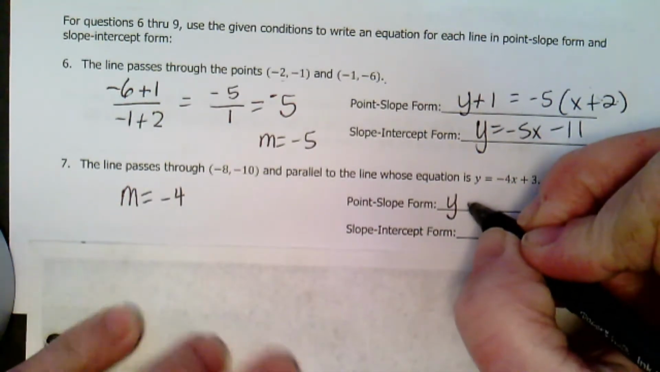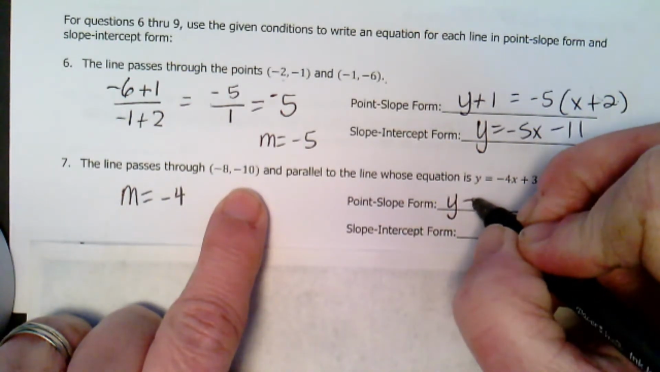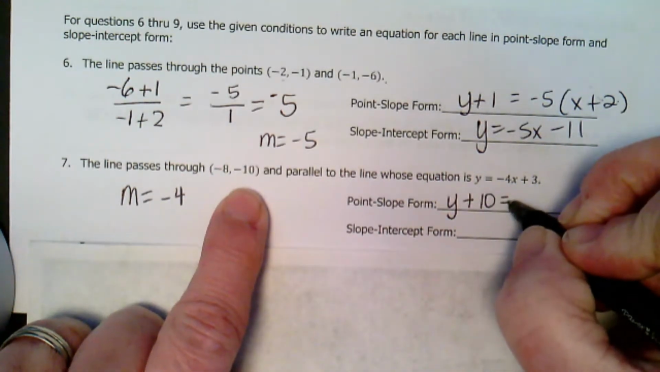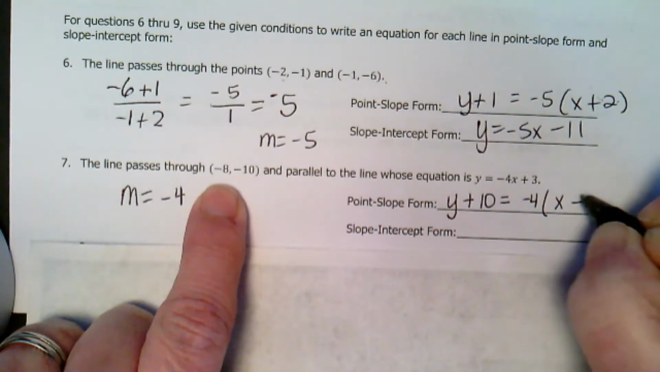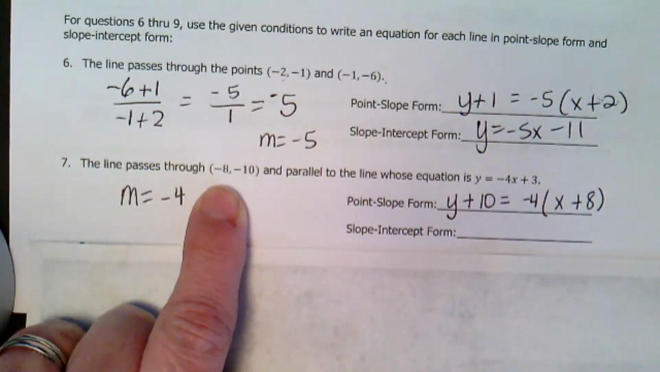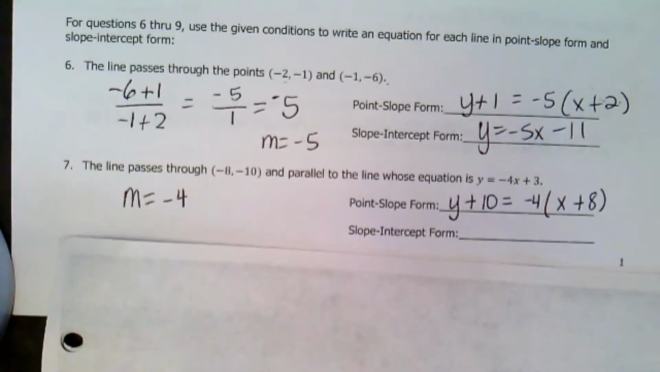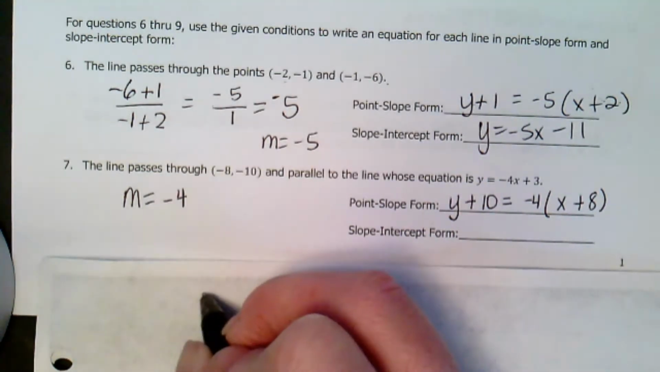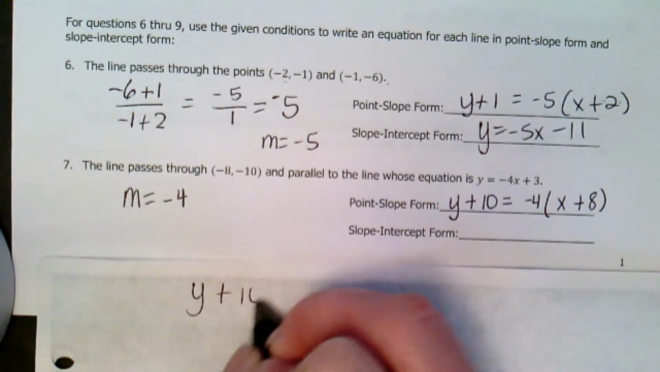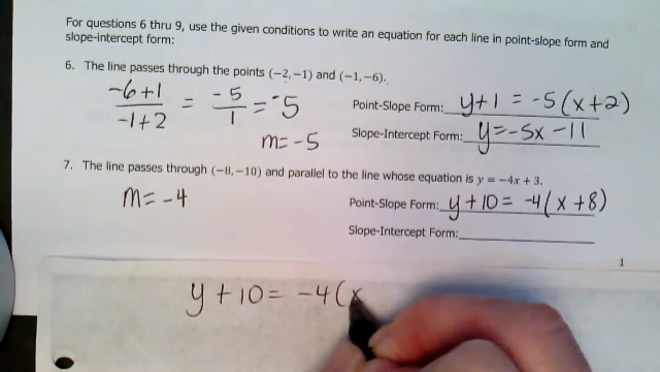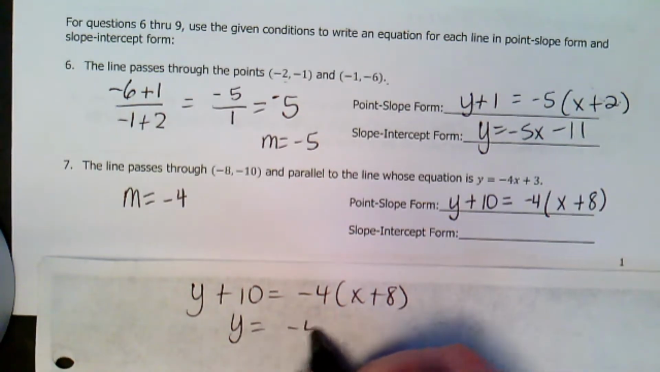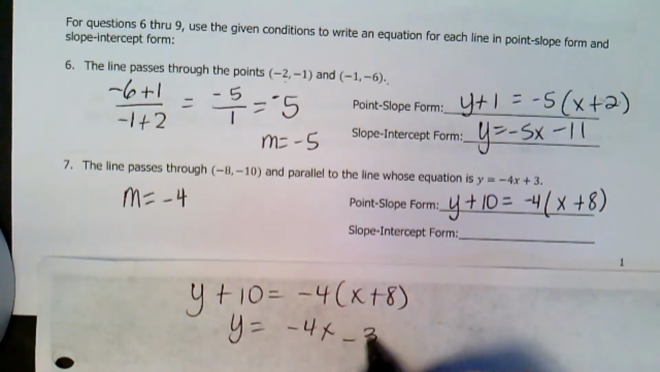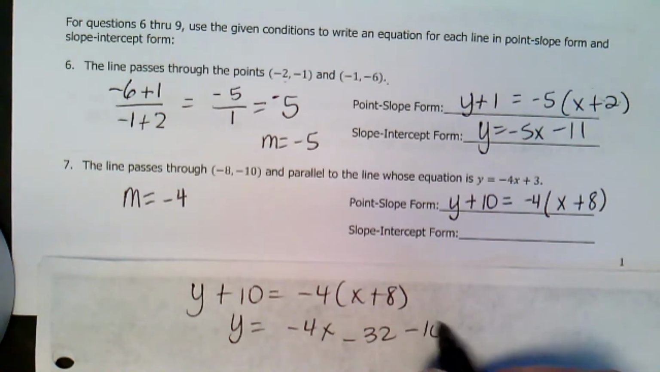So y take away -10, -4, x take away -8, and then we're going to simplify it to get our slope intercept form. Distribute, bring over.